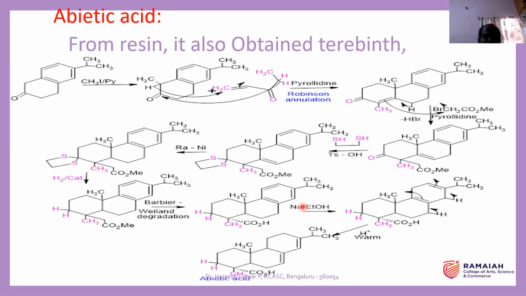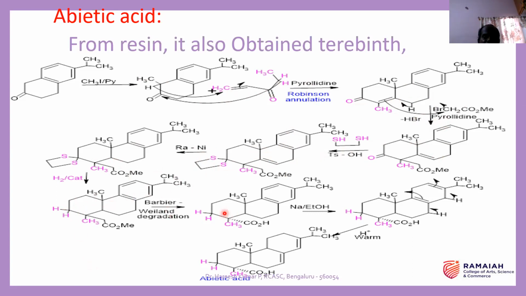Before that, I will just explain what all is involved in the conversion of tetralone to abietic acid. So this is a methylation, more particularly C-methylation. And this one is a Robinson annulation reaction. From here to here, it's a nucleophilic substitution reaction. From here to here, it's a ketone protection. From here to here, it's a reduction process, more particularly the isolated double bond is reduced, and then a Raney nickel desulfurization. A hydrocarbon is how it is obtained.